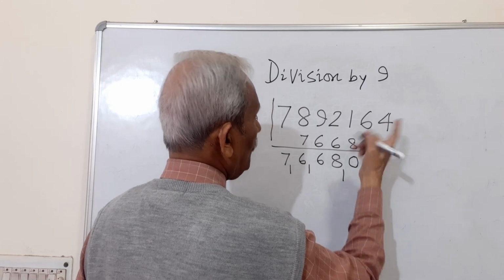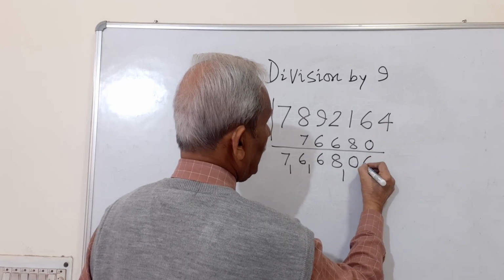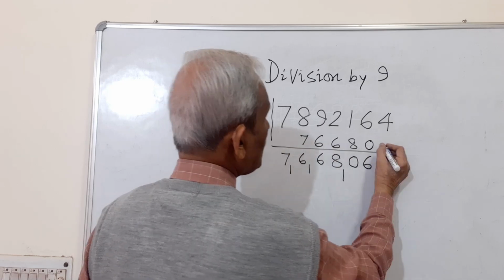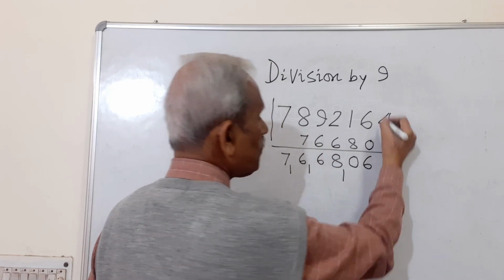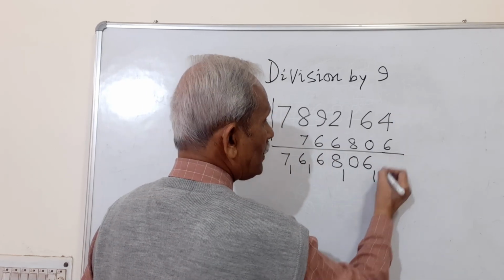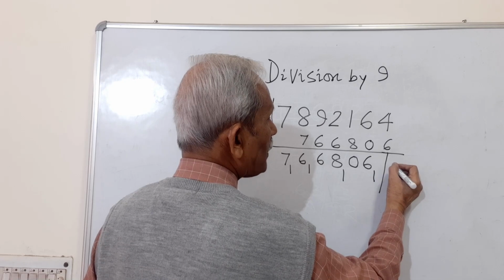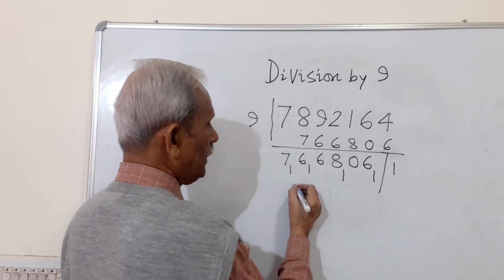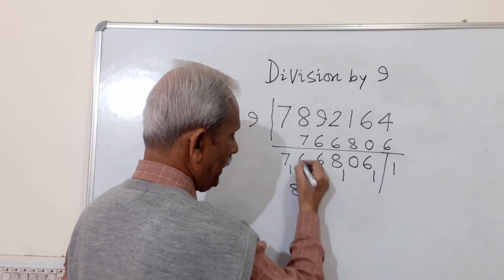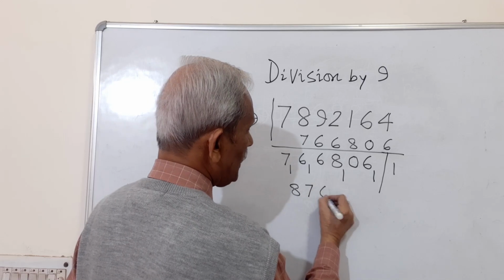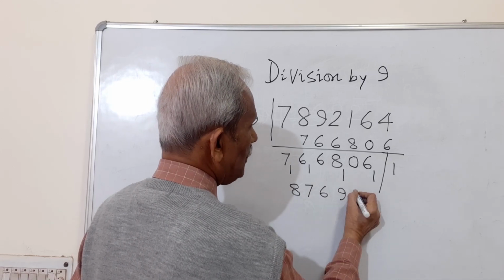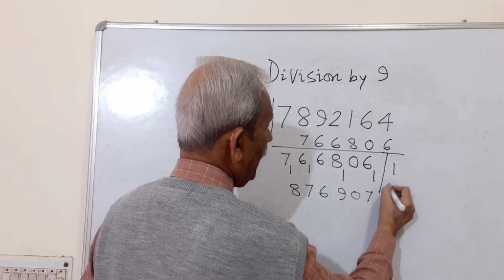6 plus 0, only 6. 9 doesn't go, 6 here, and then 6 into 1, 6, 6 here, 6 plus 4, 10. 9 goes once, what's remaining? 10 minus 9, 1 here. So the result is 8, 7 plus 1, 8, 6 plus 1, 7, 6, 8 plus 1, 9, 0, 6 plus 1, 7, and 1.